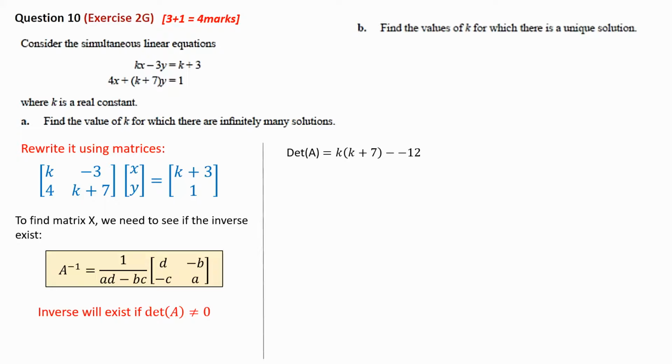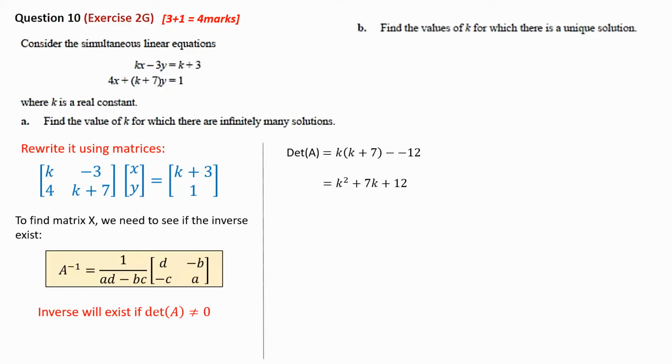All right, let's go through the answers. Now, hands up if you at least got up to this step. You found the determinant is k squared plus 7k plus 12. Hands up. Okay, good. So we wanted to find the determinant. Now remember, we said we want infinitely many solutions. That only occurs if the determinant is 0. Because if it's 0, there's no inverse. If there's no inverse, x doesn't exist. That's what we want. Okay, in our case, that's what we want.